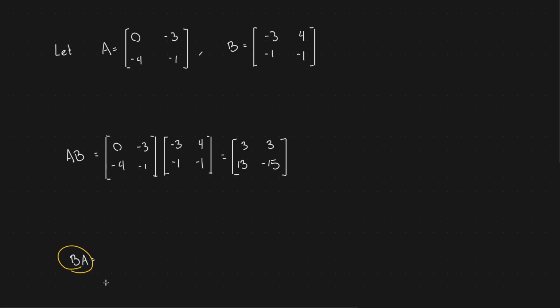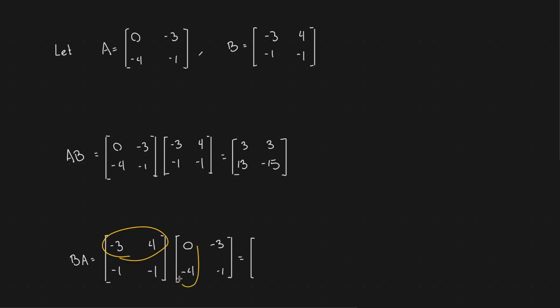Now, let's find the matrix product B times A. So matrix B is -3, 4, -1, -1. Matrix A is 0, -3, -4, -1. So let's do the matrix multiplication. The dot product of the first row of the first matrix with the first column of the second matrix gives me -16. And even with just that first entry, we can see we're not getting the same thing. Let's finish it off though.